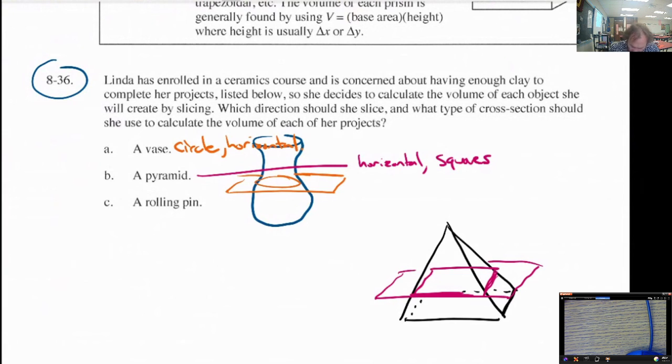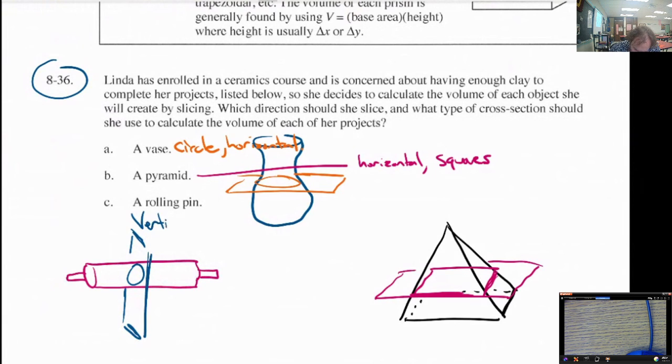And for a rolling pin, I'm just thinking about the cylinder part of it. I know there are handles on it too, but the handles are usually also little mini cylinders. I think it would make sense to slice this vertically. And if you do that, you would get circles. So I think vertical and circles makes the most sense here.